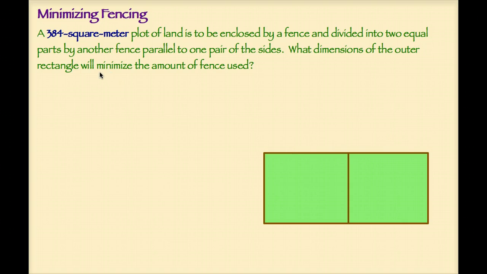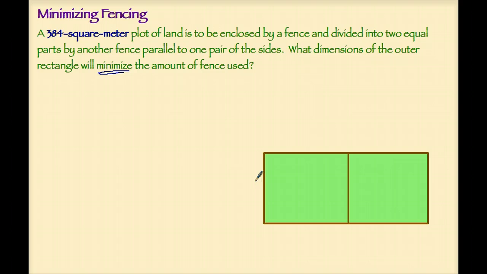Now, we see that we're going to be minimizing fencing, which of course is a perimeter formula. But it's not just the perimeter of a standard rectangle because we've added this additional fence. So as I've stated before, sometimes the equation that you're going to be minimizing or maximizing needs a little bit of tweaking depending on the scenario, and that's what we have here.